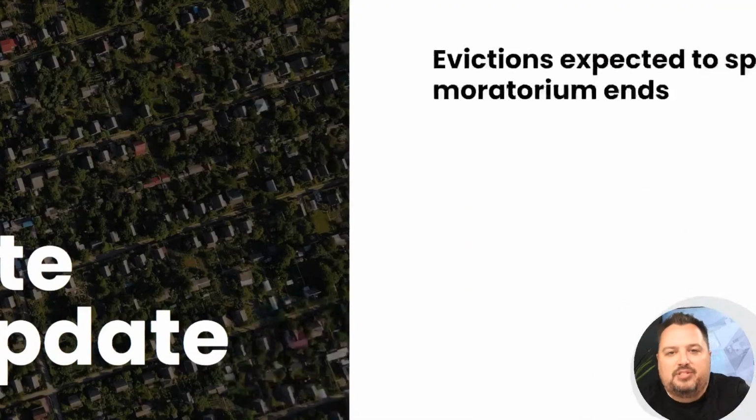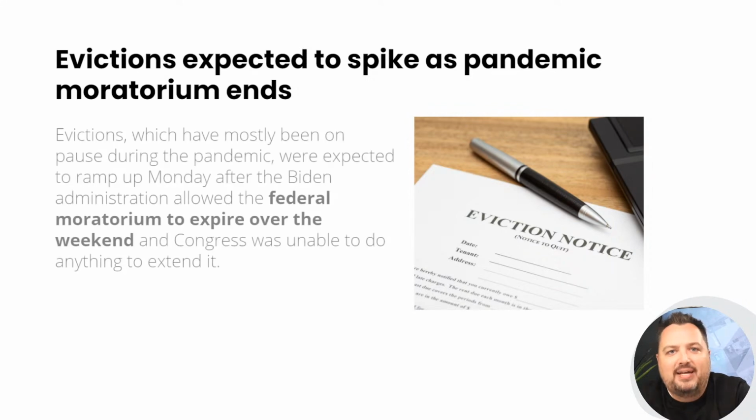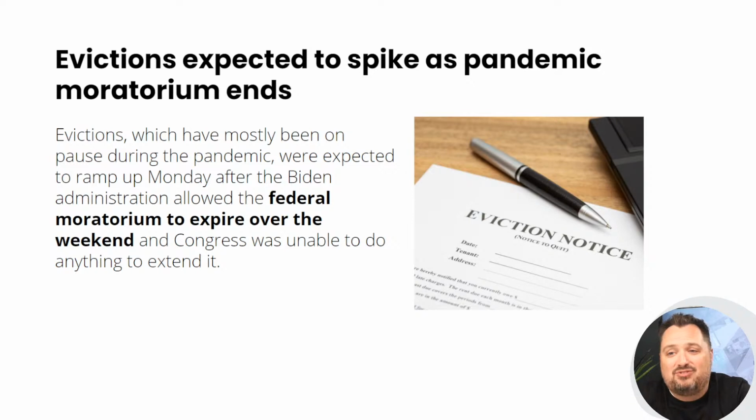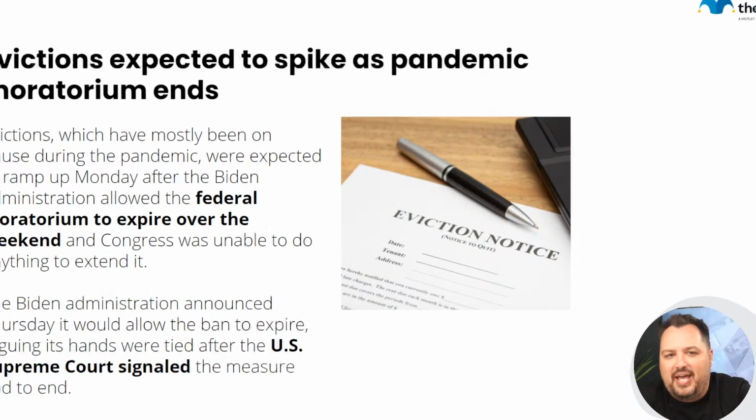All right, real estate market update. Evictions expected to spike as pandemic moratorium ends. If you haven't heard about this, there's going to be some opportunity here going after landlords. Evictions, which have been mostly on pause during the pandemic, were expected to ramp up Monday after the Biden administration allowed the federal moratorium to expire over the weekend, and Congress was unable to extend anything. The Biden administration announced Thursday it would allow the ban to expire, arguing its hands were tied after the U.S. Supreme Court signaled the measure had to end.